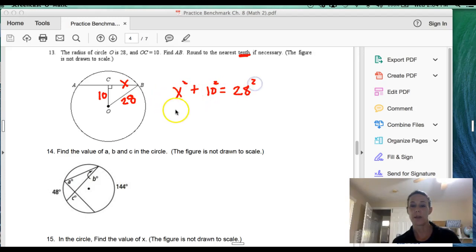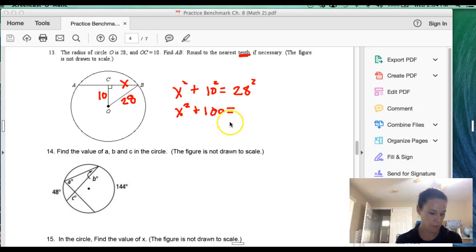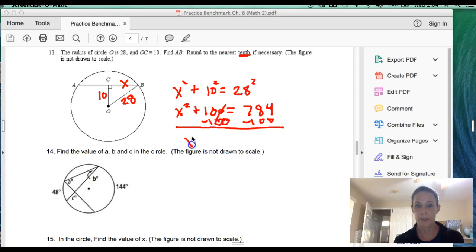Go ahead and do the math on this. X squared plus 100 equals 28 squared. I don't know what that is off the top of my head. 784. To solve for x, subtract 100 from both sides. If I go too fast with this pen, it doesn't write, so it's nice and slow here. 684, and we're going to square root both sides to solve.